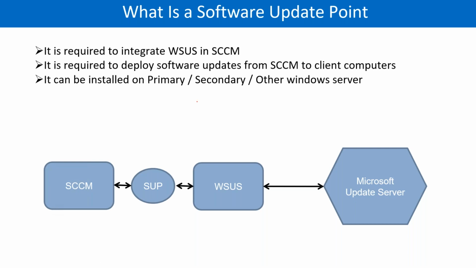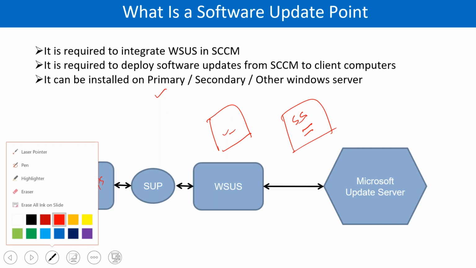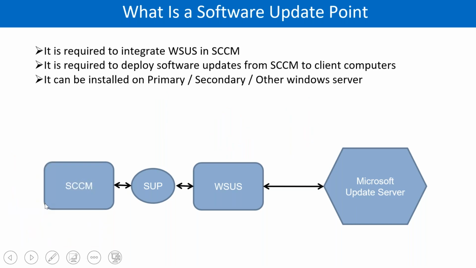And where will you install this? You can install this on the primary site. Suppose you would like to do it here, let's say this is the primary site, you can install the software update point and WSUS both here. Or you can install it on a separate server, or you can install this on a secondary site. But better to integrate with SCCM because we get good reporting. That's not a problem. Better to install on a separate box on the same network.